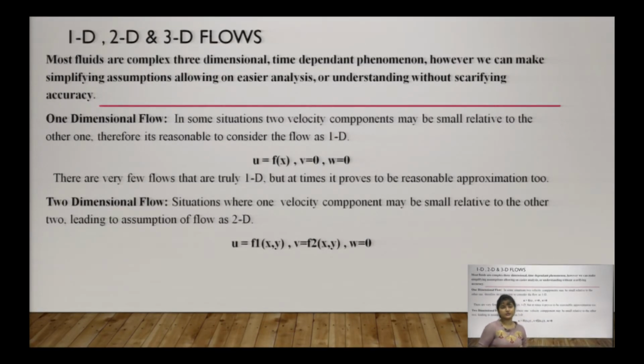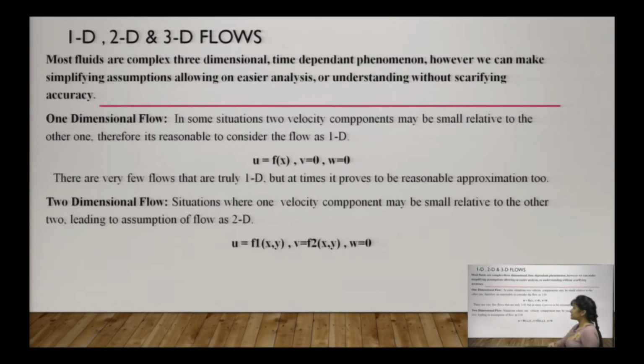Coming to one dimensional, two dimensional and three dimensional flow. Basically in most of the complex situations, fluid flow is always three dimensional, but there can be certain cases where the contribution of a velocity component may be relatively lesser than the other velocity components. In such cases, we neglect that particular velocity component and consider the remaining two or one, and hence can categorize it as one dimensional, two dimensional or three dimensional.